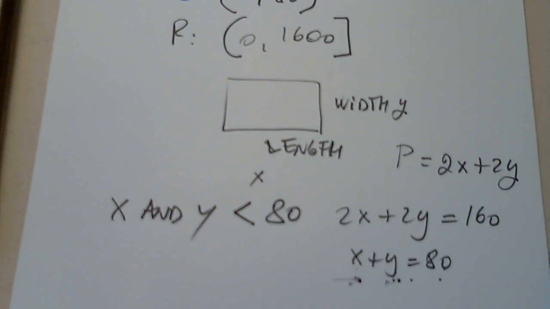Okay, so the width of the window must be less than half of the perimeter and greater than, of course, 0. Otherwise, the area of the window would be 0 or negative.